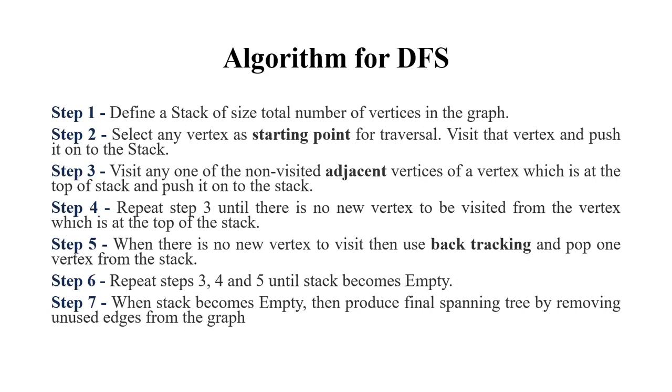Now repeat step 3 until there are no new vertex to be visited from the vertex which is at the top of the stack. When there is no new vertex to visit, then use backtracking and pop one vertex from the stack. Repeat the steps 3, 4, 5 until the stack becomes empty. When the stack becomes empty, then produce the final spanning tree by removing the unused edges from the graph.